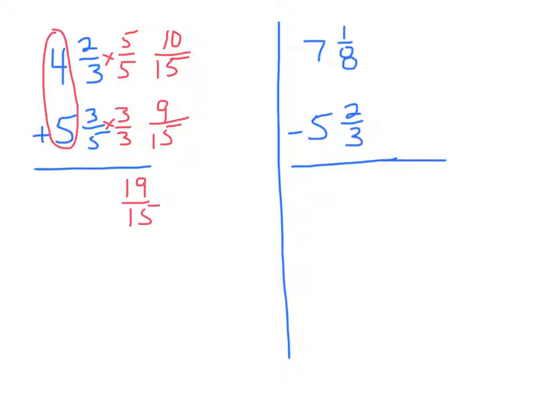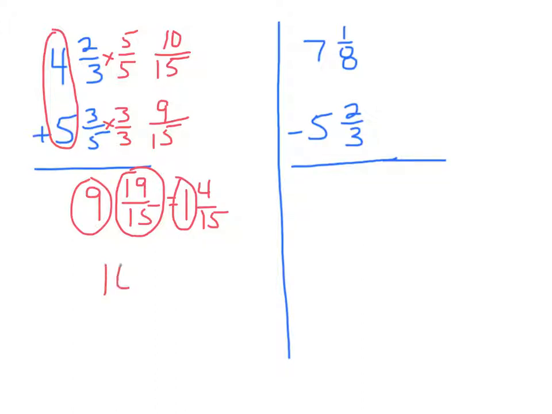and then I add together my whole numbers, 4 plus 5, I get 9. But once again, this is an improper fraction. I can't leave it as 19 15ths. That's equal to 1 and 4 15ths. So now I'm going to add together the 9 plus the 1, and I get 10 and 4 15ths for my final answer. For the subtraction problem, my common denominator would be 24.